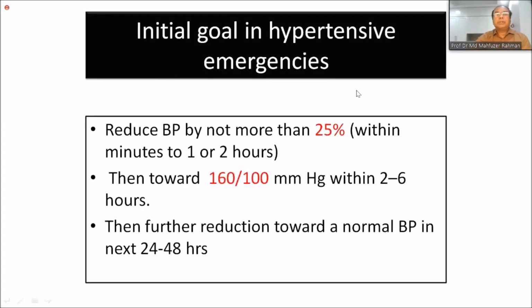The initial goal in hypertensive emergency is that blood pressure should be reduced by not more than 25%. That is within minutes to 1 to 2 hours. Then toward 160 over 100 millimeters of mercury within 2 to 6 hours. Then further reduction toward a normal blood pressure over the next 24 to 48 hours in hypertensive emergency.